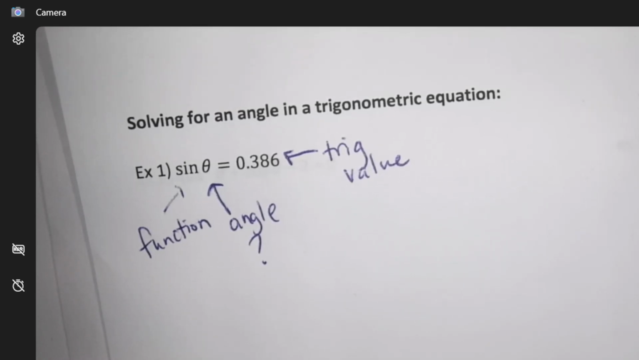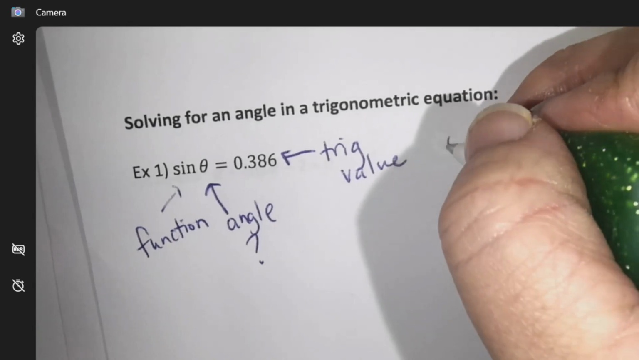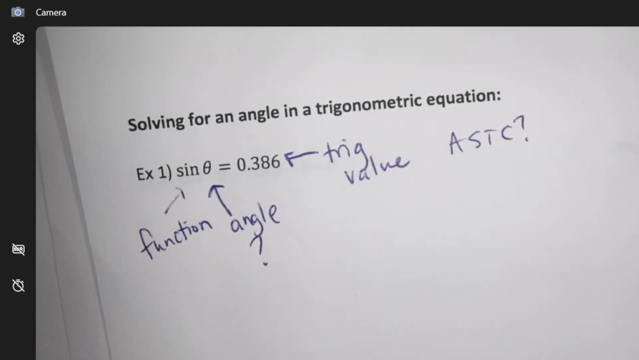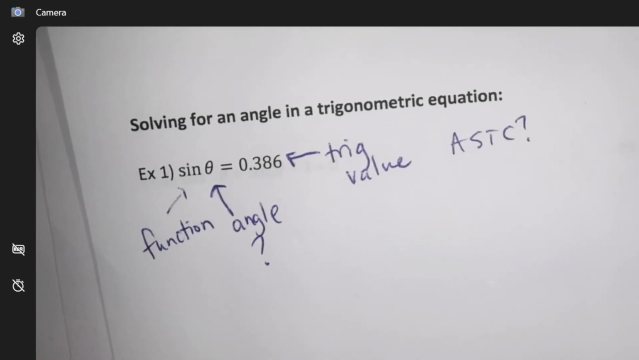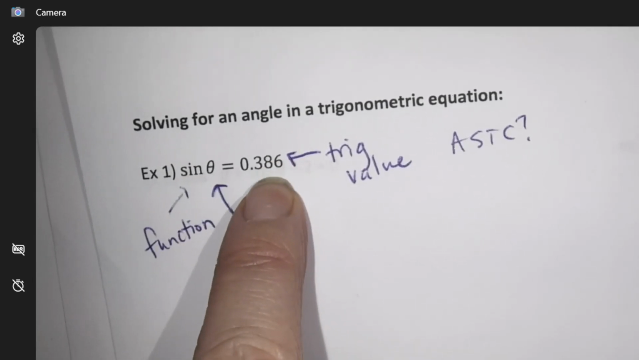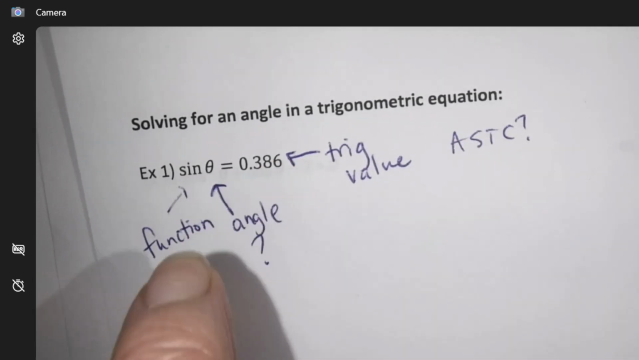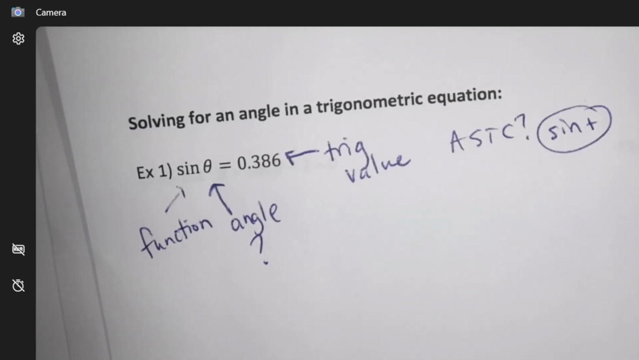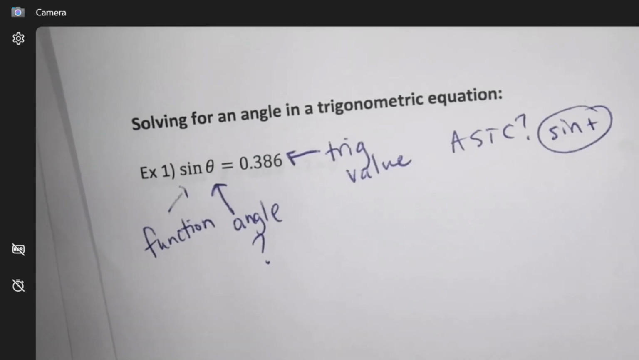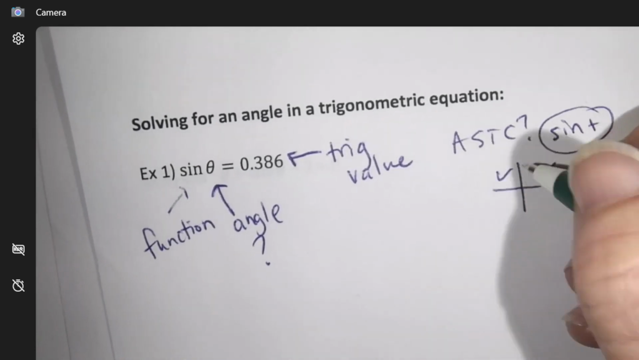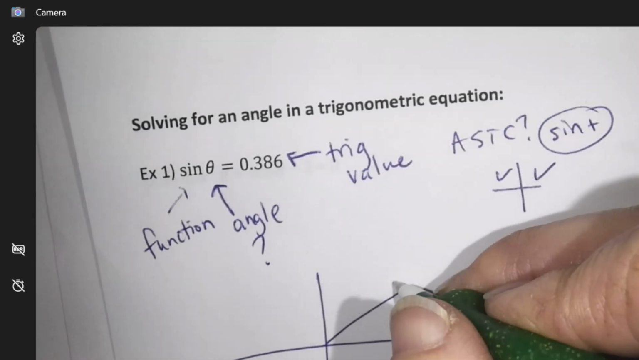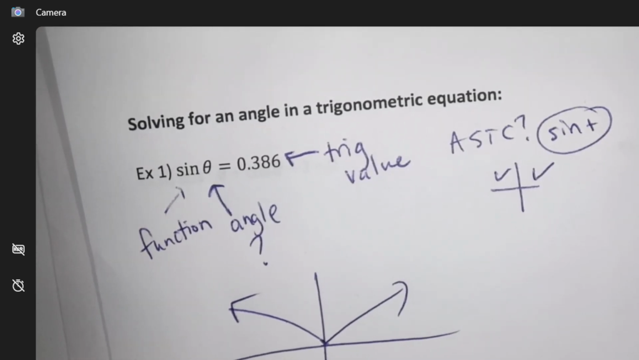Okay, so here we go. Step 1, ASTC. Step 1 is ASTC. So what do I know? I know sine is a positive trig value. So where could I be? Sine is positive. Okay, so for me, I just kind of draw angles in those two quadrants then.